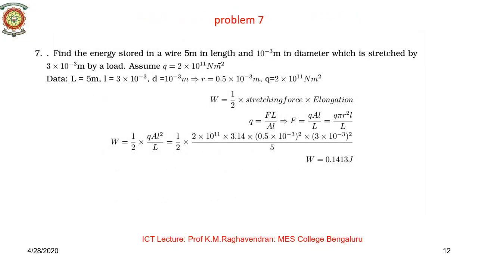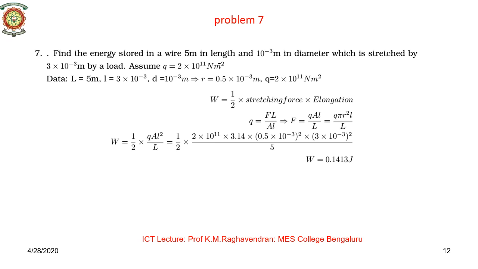In this problem, we find the energy that is stored in a wire that is stretched. We are given the length of the wire as 5 meter and its diameter is 10 to the power of minus 3 meter, while it is stretched by 3 millimeter. We are given also that the Young's modulus of the material is 2 into 10 power 11 Newton per meter squared. Now, the formula for work done is nothing but half into stretching force into elongation. The stretching force F is obtained from the expression for Young's modulus, namely Q is equal to F into L divided by A into l.